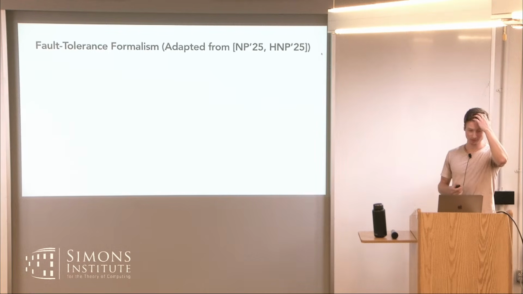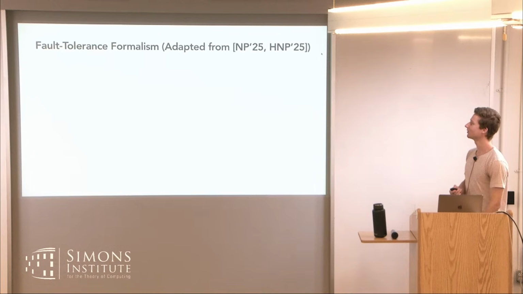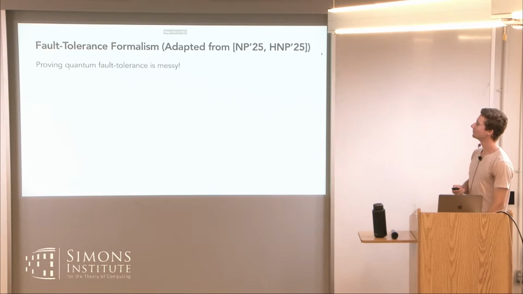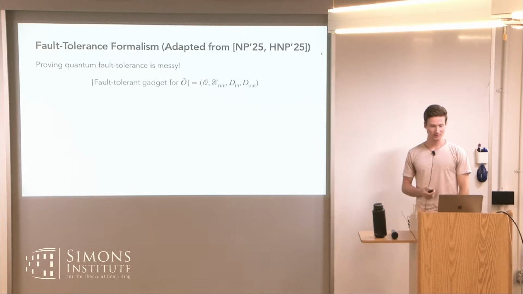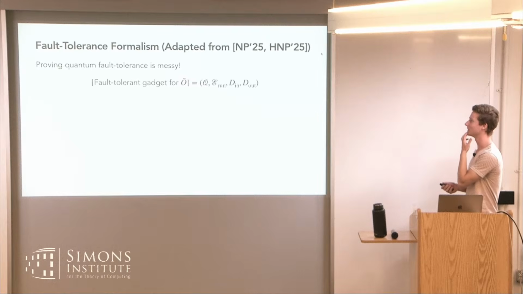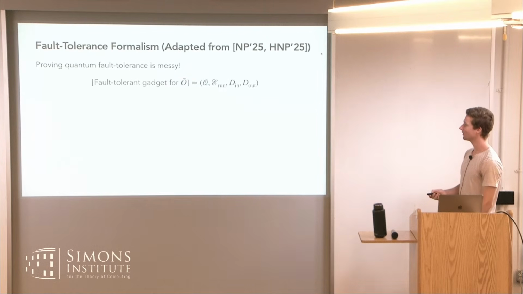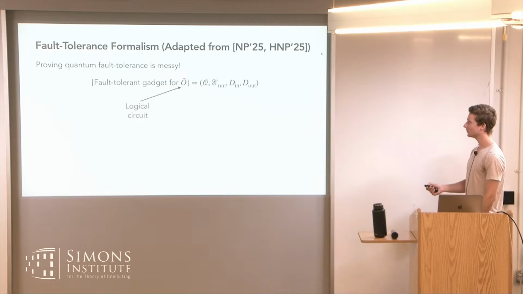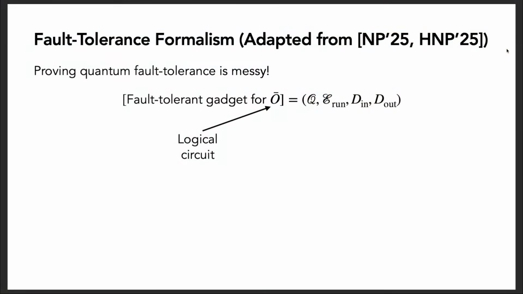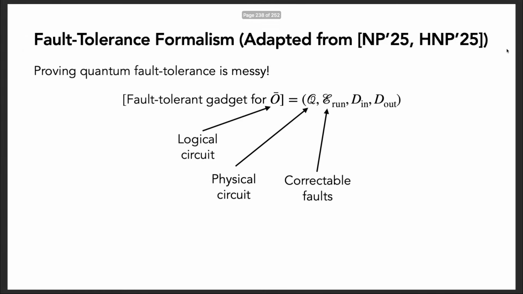Cool, so I said I would have a slide on the labor. It turns out that proving this stuff is really messy, and just to give a flavor of what actually happens when you read one of these fault tolerance proofs: you need a lot of data for every fault tolerant gadget. You need to specify the logical circuit, the physical circuit, and the set of faults that you can correct, the set of faults that are allowed to happen during the execution.